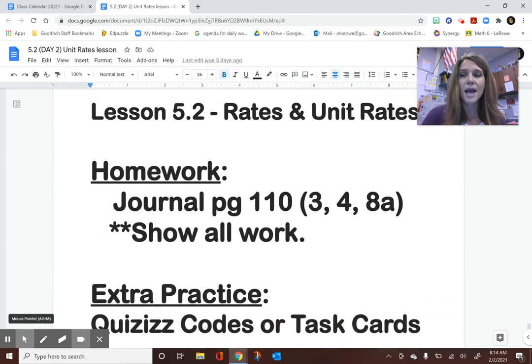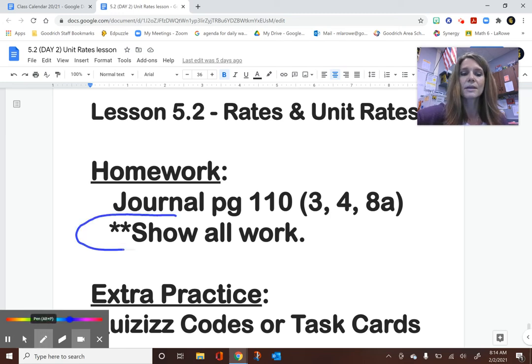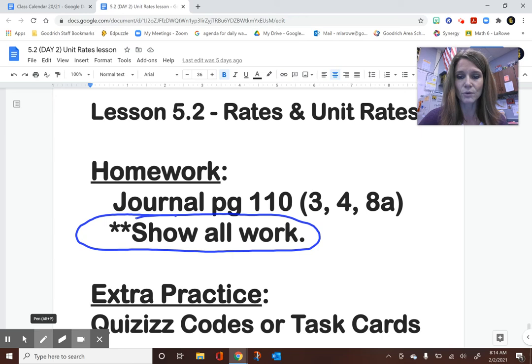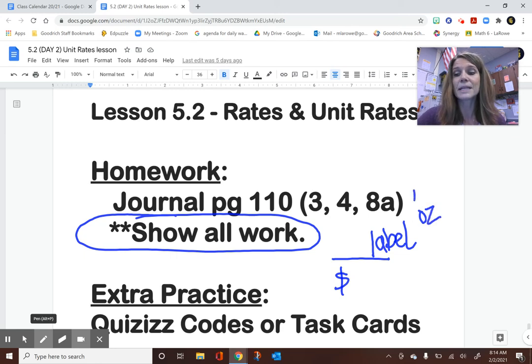Now it's time to practice. On journal page 110, we're going to solve problem 3, also problem 4, and then problem 8, part A only. Please remember to show all of your work. And remember when you're setting up a rate to include some kind of mini label. If it's money, just use a dollar sign. If it's something like ounces, you can do an OZ. If it's minutes, maybe an M or an MIN would be helpful there. That's definitely helpful when trying to organize your rates and unit rate information. Happy practicing!